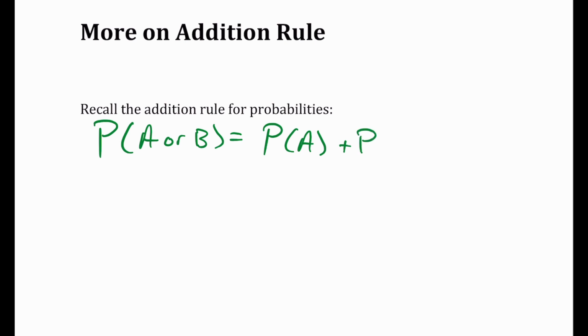Welcome everyone. In this particular video, we're going to dive a little deeper into the addition rule for probabilities. So let's recap. What is the addition rule for probabilities? Well, we know that the probability of event A or B is equal to the probability of A plus the probability of B minus the probability of A and B. And so this is our addition rule. But sometimes it might be advantageous for us to use Venn diagrams in order to answer addition rule probabilities. So that's what I want to go over in this video.